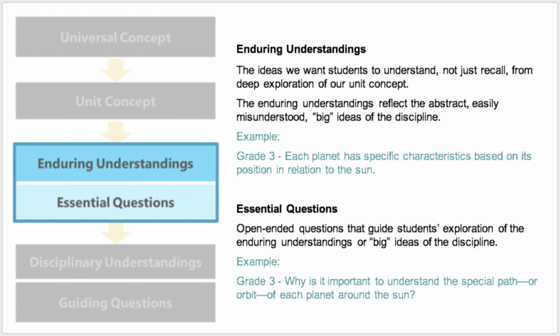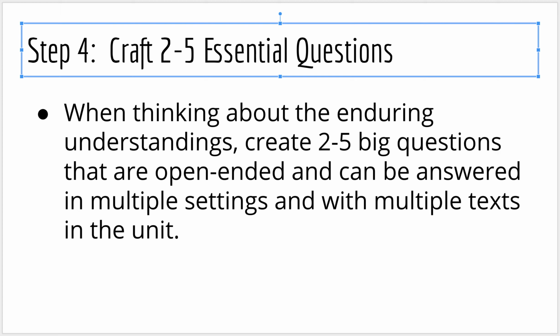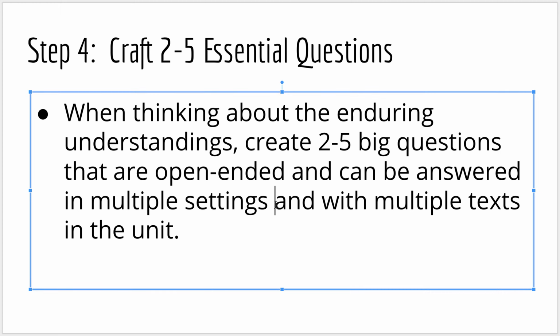So, for this step, and I apologize for the typo, it says craft 2 to 4 essential questions. It could be 2 to 5. We're going to think about the enduring understandings and create 2 to 5 big questions that are open-ended and can be answered in multiple settings. It's a personal preference that however many enduring understandings I have, I like to have the same number of essential questions. Because as teachers read these content goals, they're going to naturally think about, this is my understanding, how do I get there? Hence the essential question.